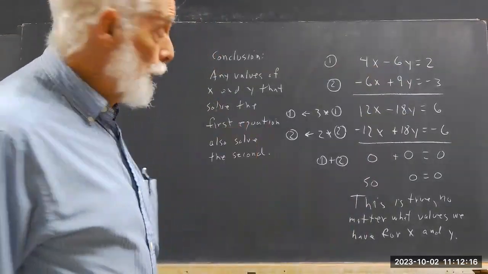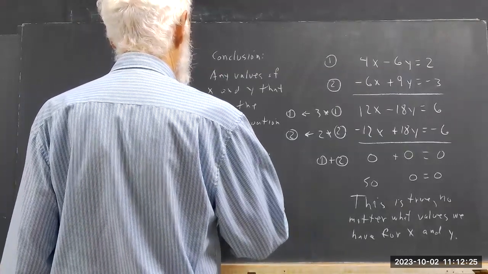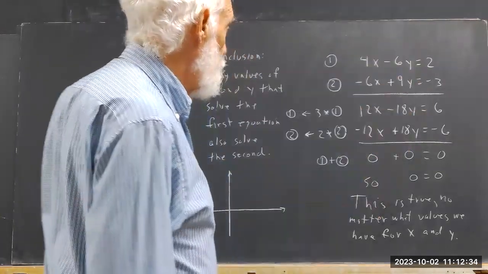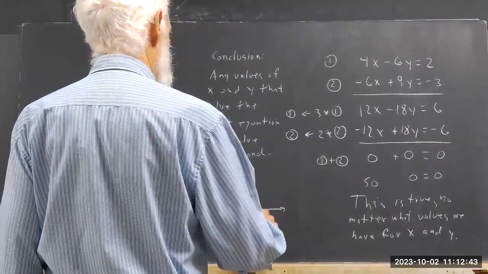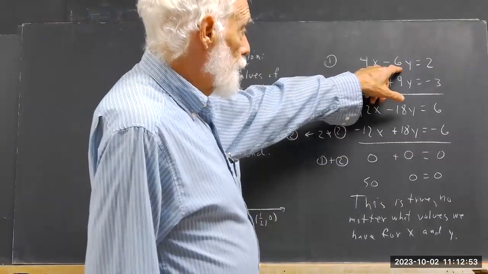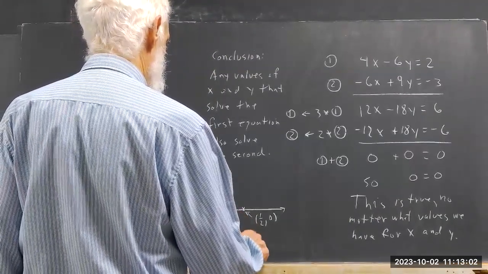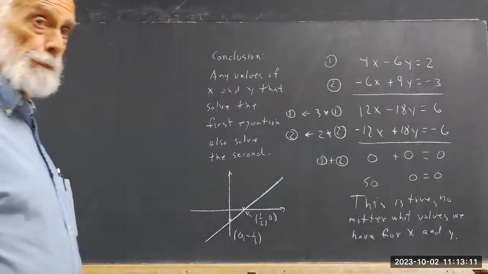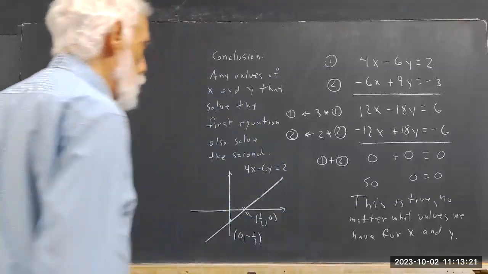Now, how do we represent the values of x and y that satisfy the first equation? Well, the first equation, 4x minus 6y equals 2, the x-intercept is 1/2. If y equals 0, x equals 1/2. So that here is a point, one half, 0. The y-intercept, if we work it out, is negative 1/3. So here are our intercepts. You sketch a straight line, and this straight line represents 4x minus 6y equals 2.